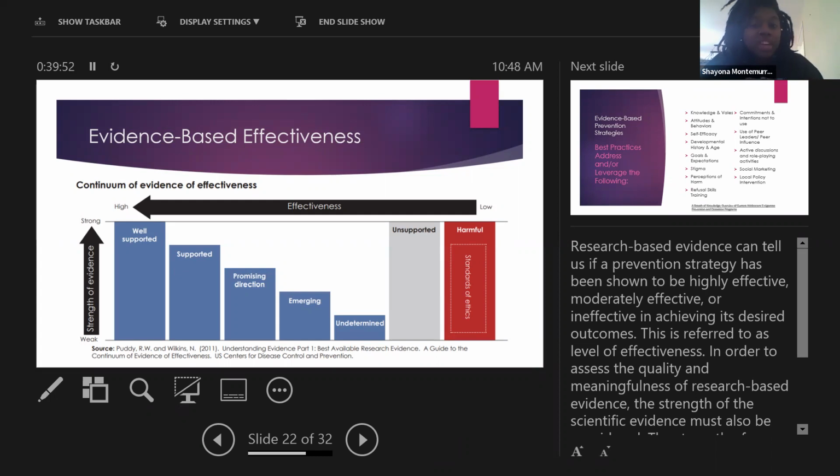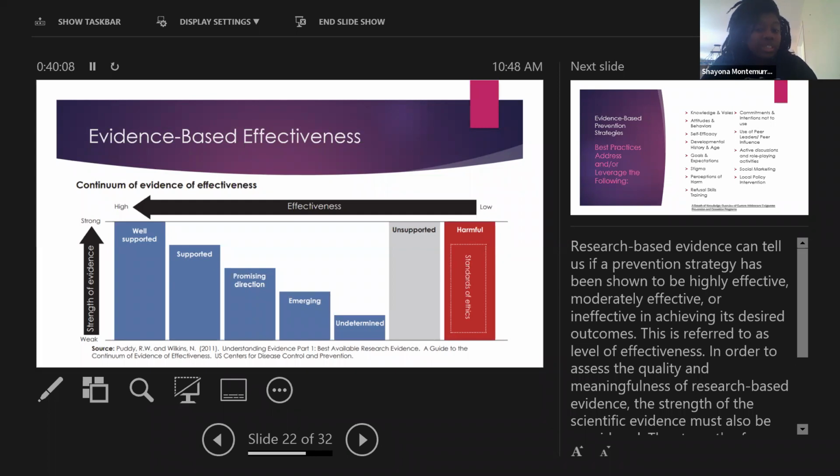So research-based evidence can tell us if a prevention strategy has been shown to be highly effective, moderately effective, or ineffective in achieving its desired outcomes. This is referred to as the levels of effectiveness.